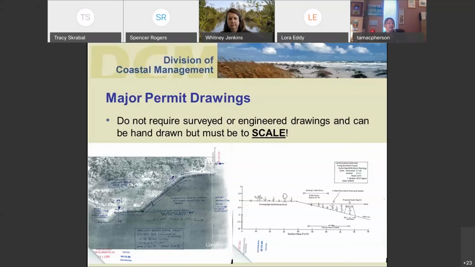So there isn't any fill proposed with this one, so why was this a major permit? Well, if you look at the drawing to the left, you'll see that the oyster bag sill is 610 linear feet. That's beyond the 500-foot threshold for a general permit, so it had to go through major permit review.